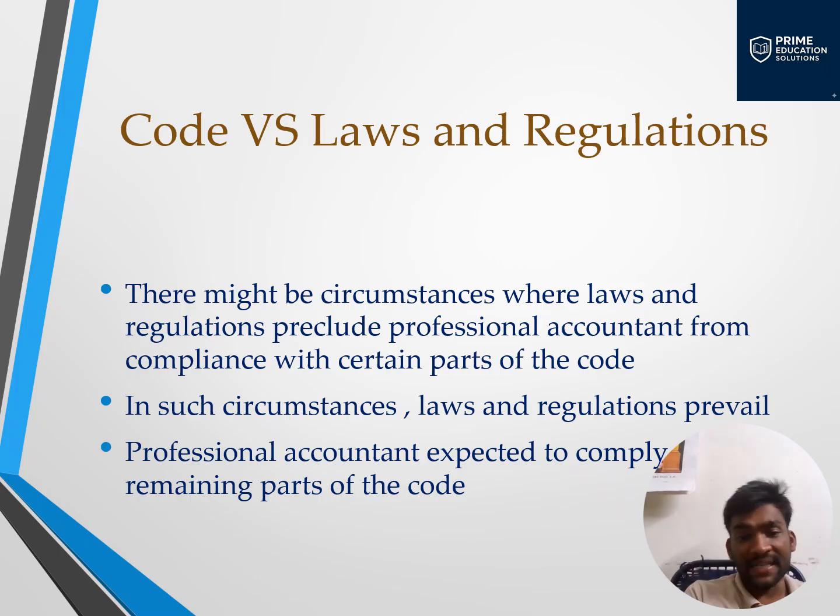Sometimes there might be circumstances where laws and regulations preclude a professional accountant from complying with certain parts of the code. It means there is a certain law which precludes the professional accountant from complying with the code. In such cases, the professional accountant needs to comply with the law. Laws and regulations will prevail, and the professional accountant needs to comply with the remaining part of the code.